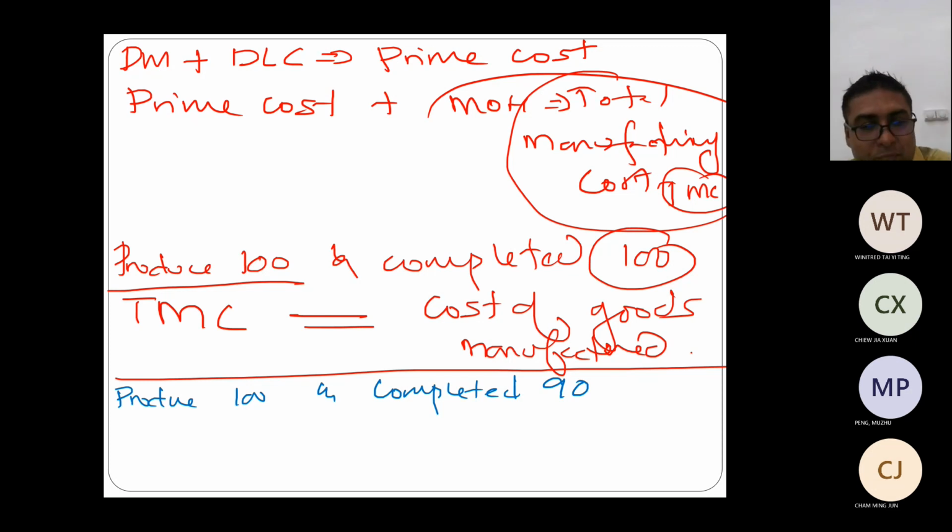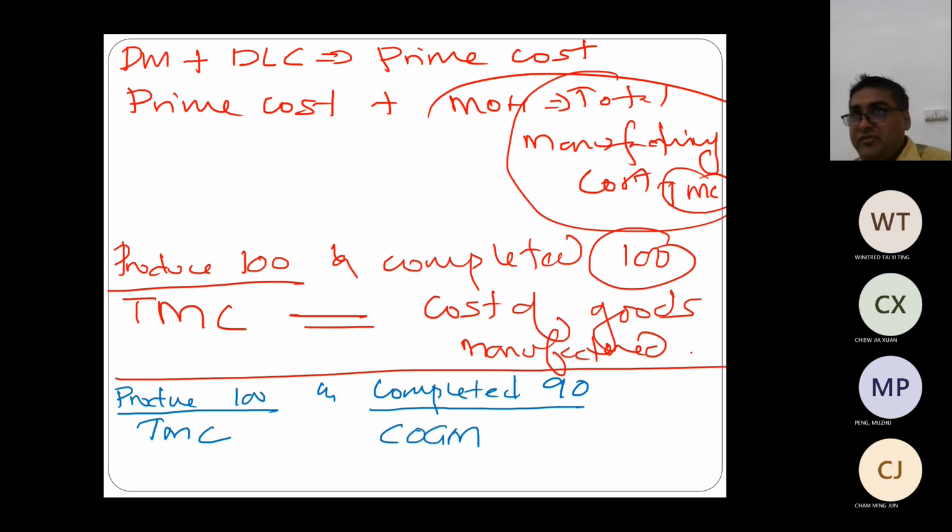Yes. So now you see here, this process is my total manufacturing cost. This one that I've completed will be known as cost of goods manufactured. Okay? And the remaining 10 that was not complete will be known as work in process. It will be known as work in process.